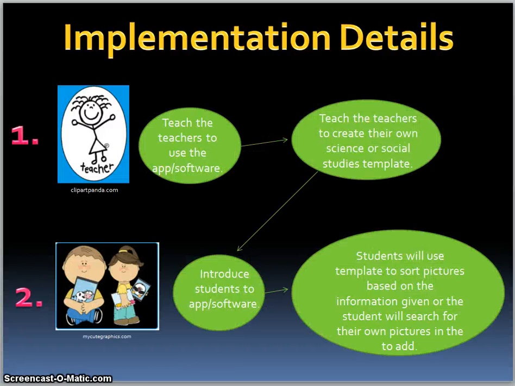Implementation details. I had 2 primary goals with this project. The first goal was to get the teachers comfortable with the app and the software. Once they were comfortable, we then created a science assessment for our students. We differentiated the project so that all learners would be successful and feel challenged. The second goal was to introduce the students to the app and software and have them complete the assessment that was developed by the teachers.